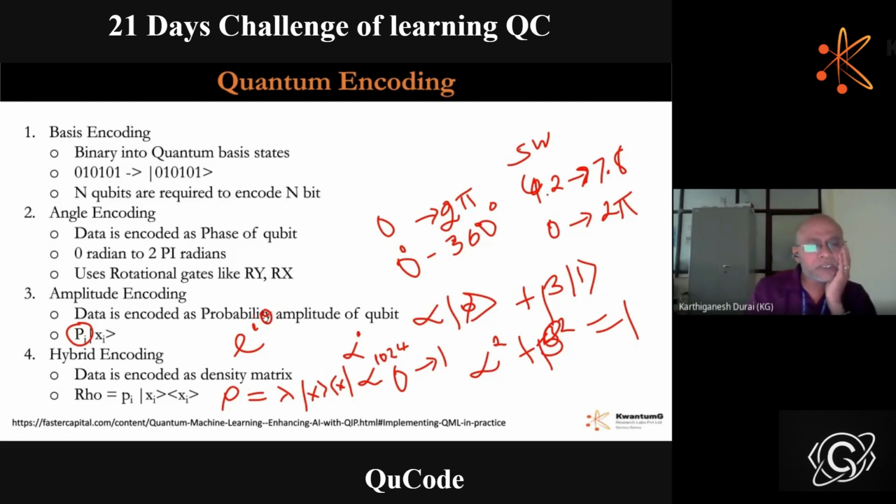A good book is Maria Schuld's book, where they covered the fundamental concepts of quantum encoding, and the other one is the Mike and Ike book. That book also covers this encoding very clearly. So first read the Mike and Ike book, then move to Maria Schuld's book. You will get the clear picture.